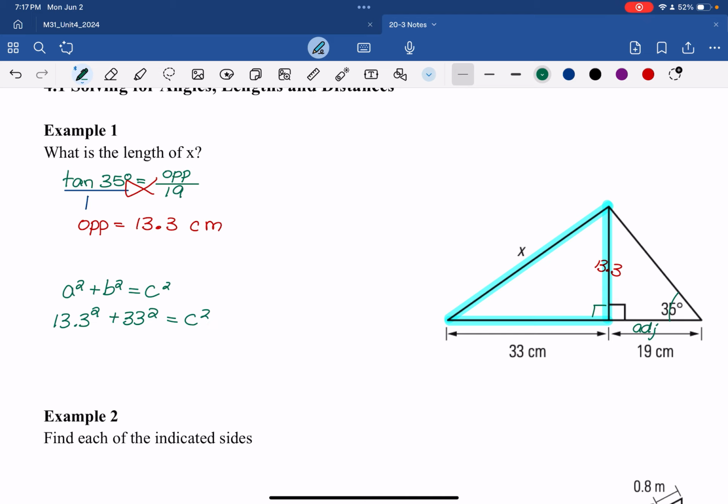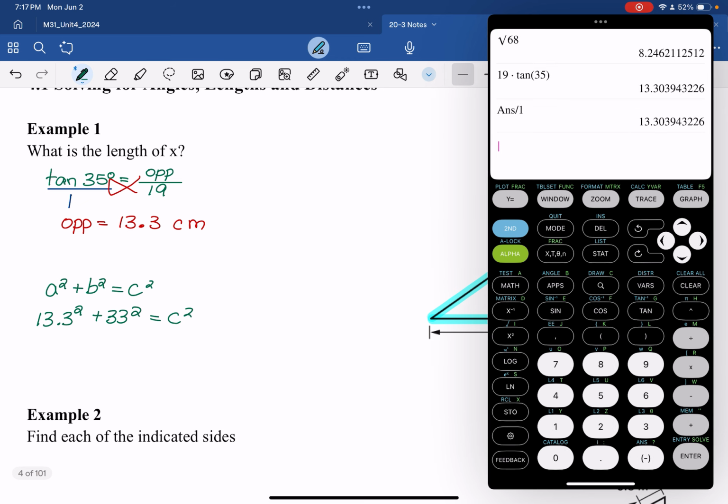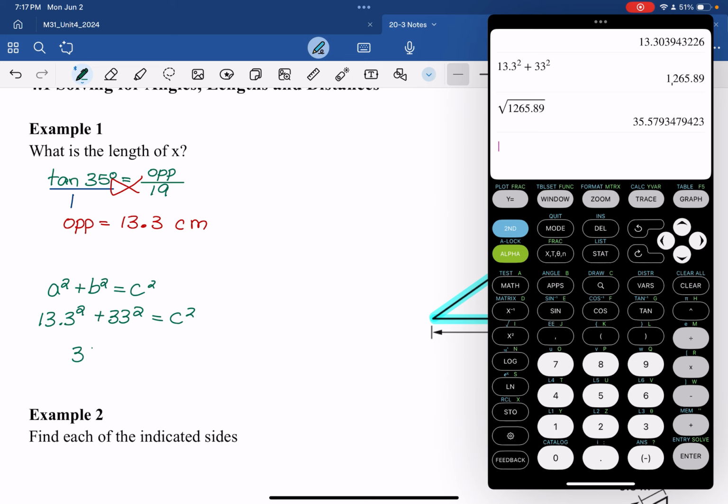Okay, so then from there, we are going to solve in our calculator. So I'm going to take 13.3 squared plus 33 squared. And remember, that's not my number. I need to take a square root of it. So my final answer there is going to be 35, and let's go to the nearest tenth, so 35.6. And that'll be what x is, which is what the question is asking for.